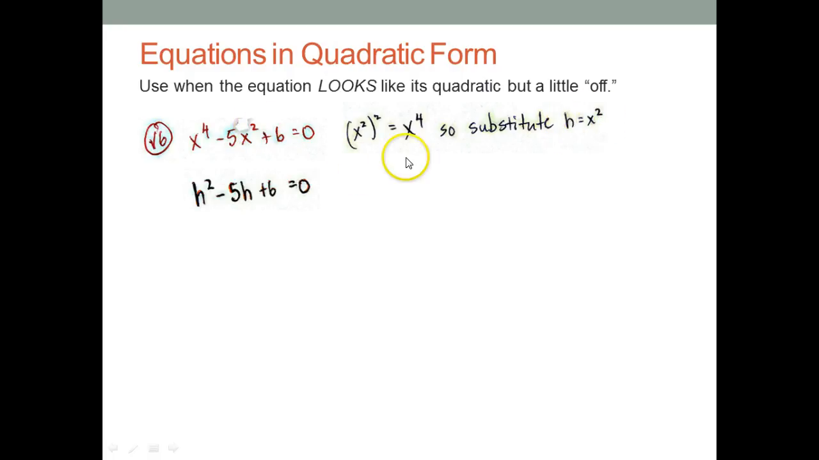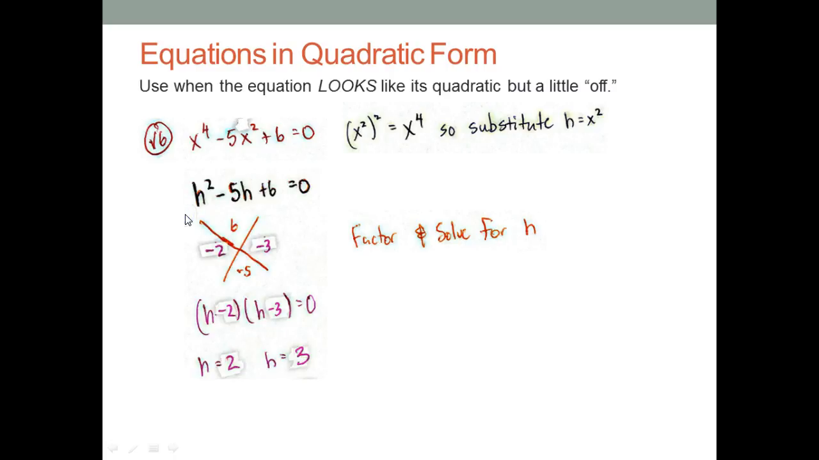So when I do that, if h is x squared, because I know this is true, it's just h squared minus 5h plus 6 is equal to 0. Why go through that trouble? Because now I can easily factor this. I can factor it and I can solve for h. Because a is equal to 1, I have h minus 2 times h minus 3 is equal to 0. And boom, I've got what h is equal to.